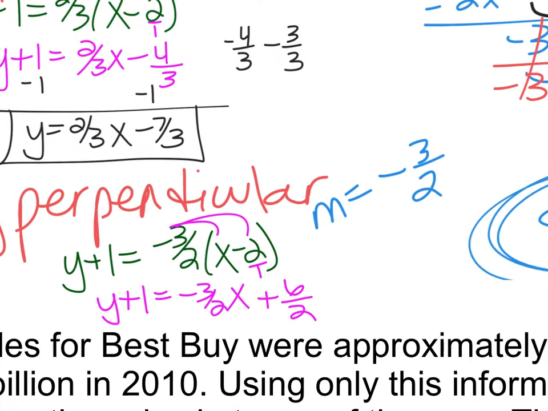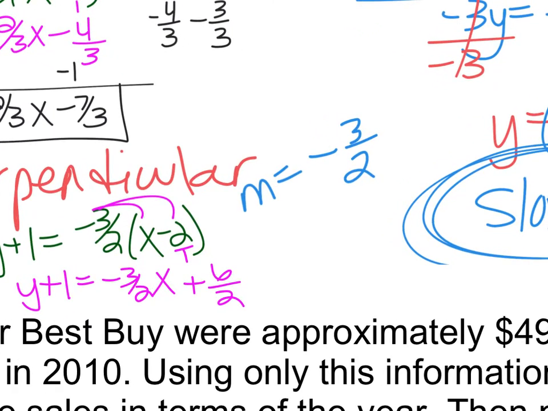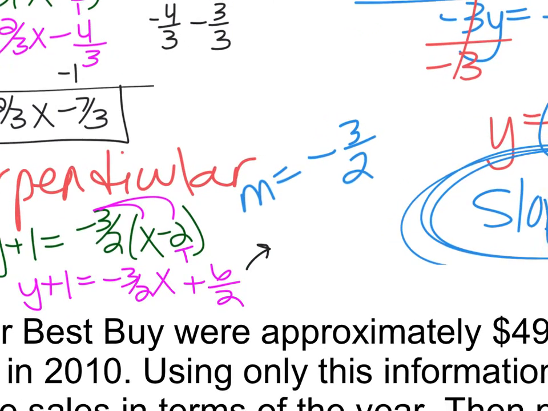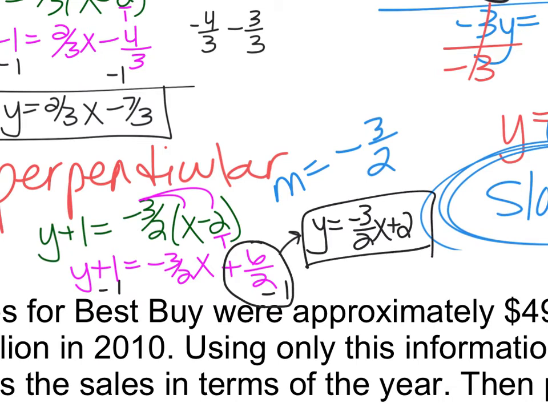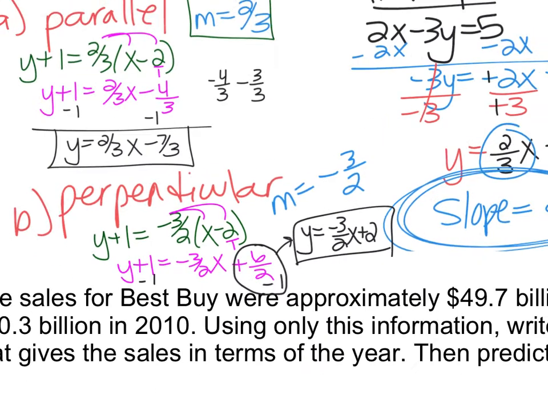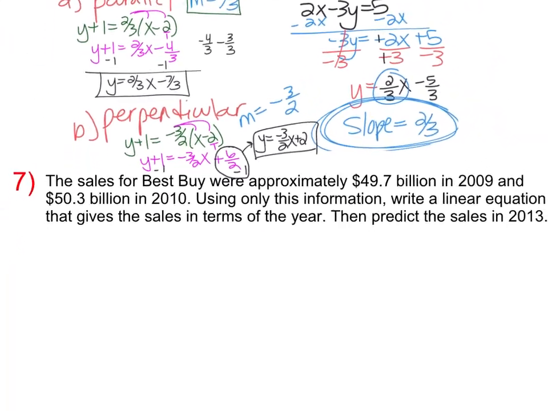That works out nice. I'm going to move my work over a little bit here. So this is subtract 1, y equals -3/2x, and then this is 3 minus 1, which is a +2. There's our perpendicular line. So it's all about the slopes there for parallel and perpendicular.